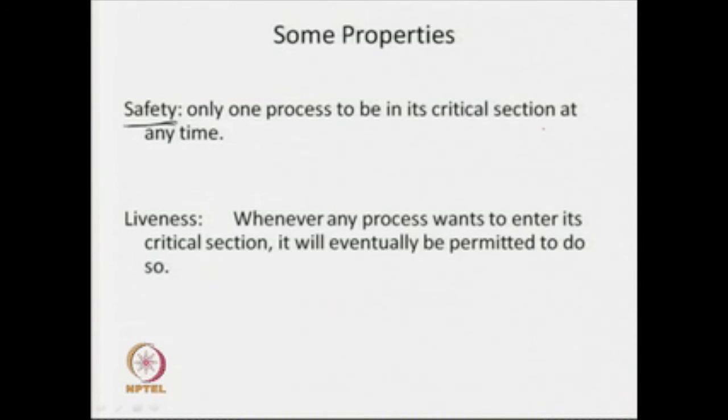Now, the second property we are talking about is liveness. What do we mean by liveness? Whenever any process wants to enter its critical section, it will eventually be permitted to do so. That means all processes have an equal right to enter into the critical section. So, whenever a process wants to enter the critical section, that means it wants to use the shared resource, eventually it should get the permission to use that shared resource. So, this is about liveness. If someone is waiting and waiting for a long enough time, then we can say that that process is going into starvation. So, it is not desirable. So, the second property is liveness.